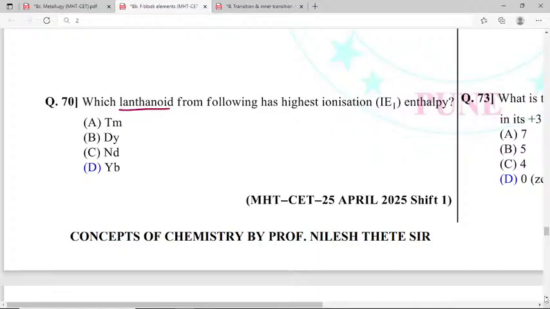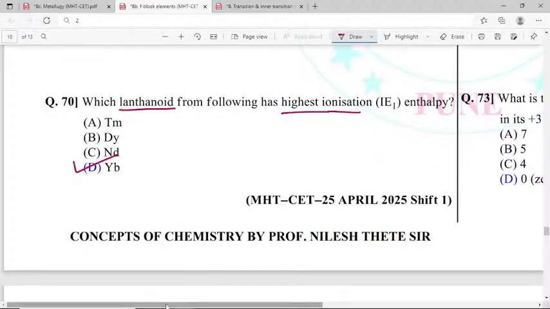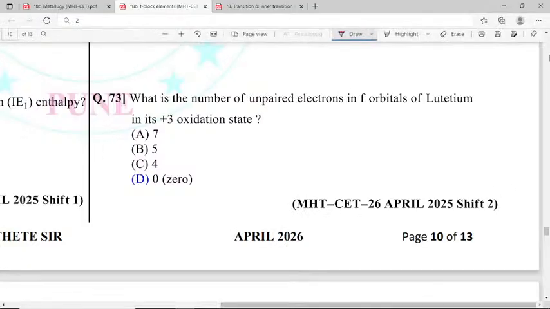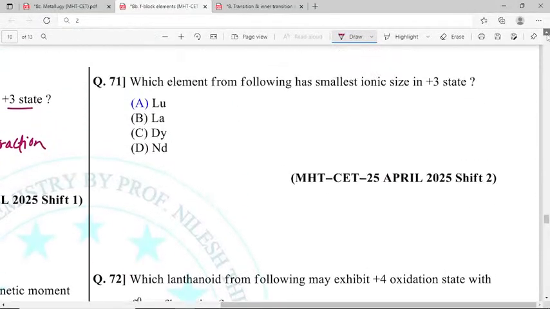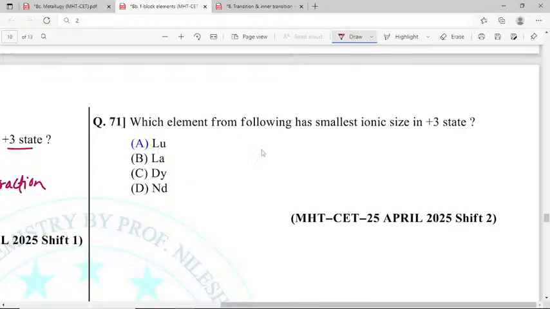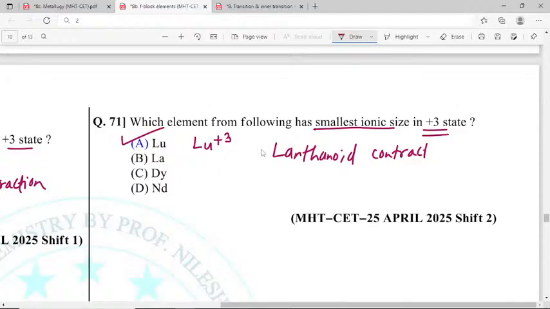Which lanthanoid has the highest ionization enthalpy? Same question, ytterbium. This question is repeated. Which element from the following has the smallest ionic size plus 3? Again this is a repeated question: lutetium plus 3, due to lanthanide contraction. Atomic size goes on decreasing from left to right.